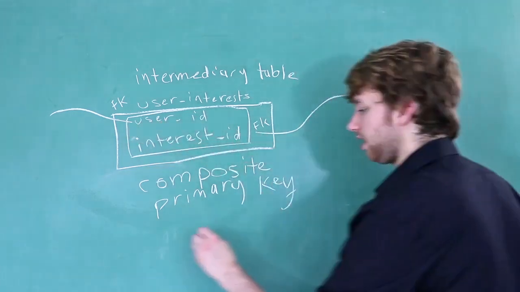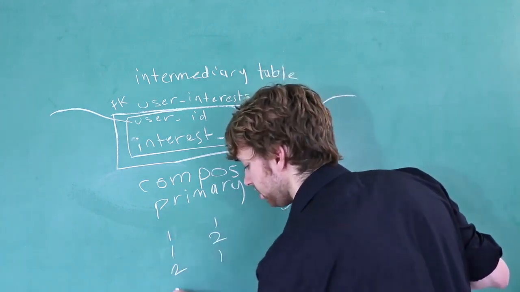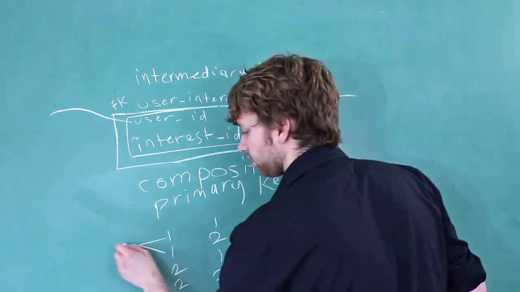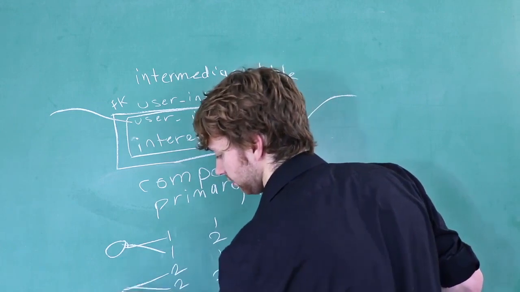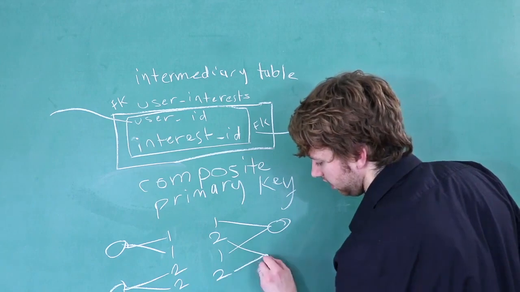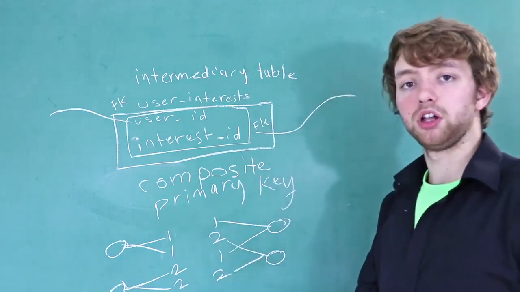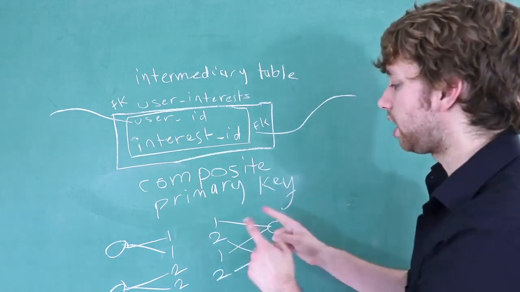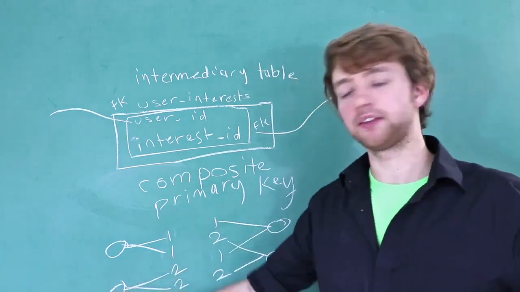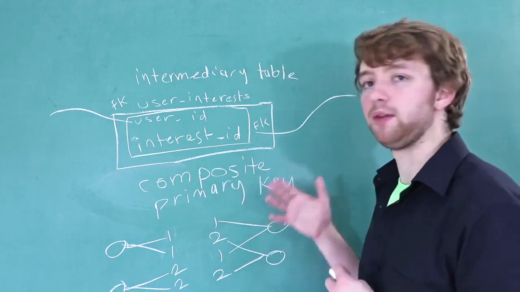So if we write out this data, we might have 1 and 1, 1 and 2, 2 and 1, 2 and 2, for example. So these both reference one entity, these both reference one entity, these both reference one entity, and these both reference one entity. So there's repeating data in both columns, but the combination is never repeated. Once we have 1, 1, you can't repeat that. Once you have 1, 2, you can't repeat that. So that is how a composite primary key works.